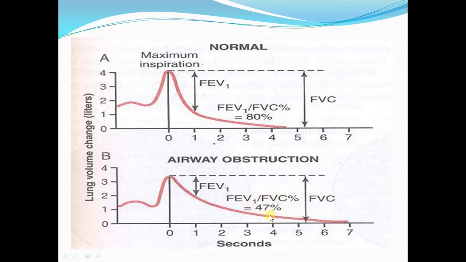So this will help us to differentiate an obstructive and a restrictive lung disease. In restrictive lung diseases, both these values are going to decrease, FEV1 as well as FVC. So the ratio will be unchanged, or we can say it will be normal.